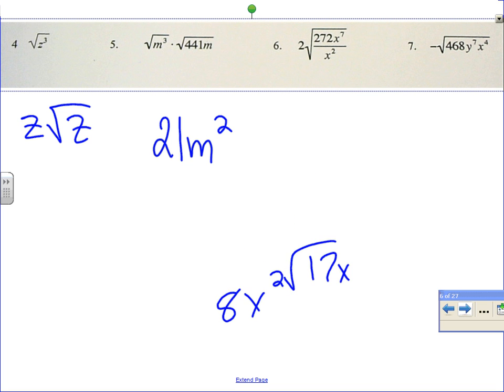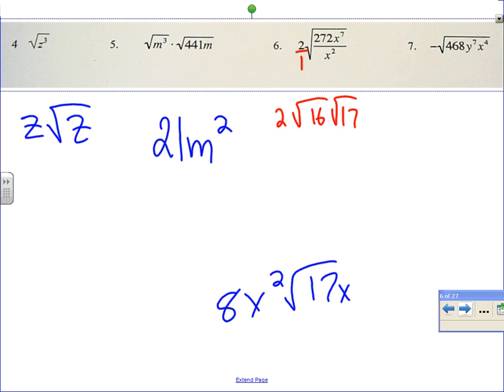All right, ready? I'm going to go over this one. Okay, so number 6, first thing I need to mention is this 2 in front is really over 1. You only multiply what's in the numerator by 2. Okay? Square root of 272 can be changed to 16, 17. 16 times 17 is 272. And then x to the 7th is going to be changed to x to the 6th times x. And then leave your denominator as square root of x squared.